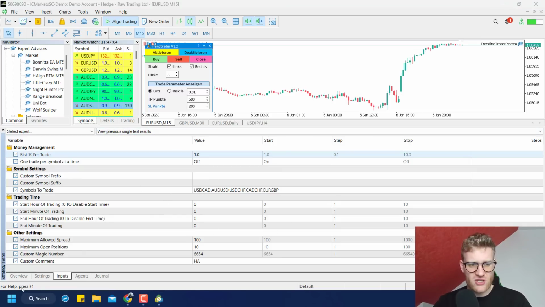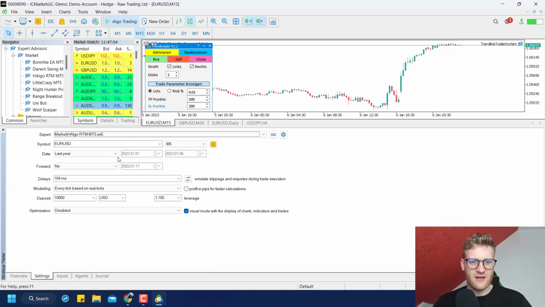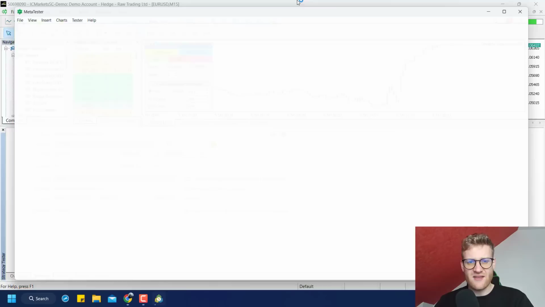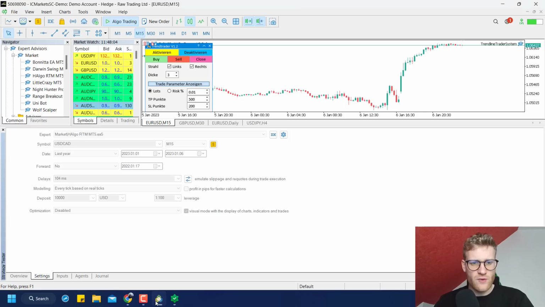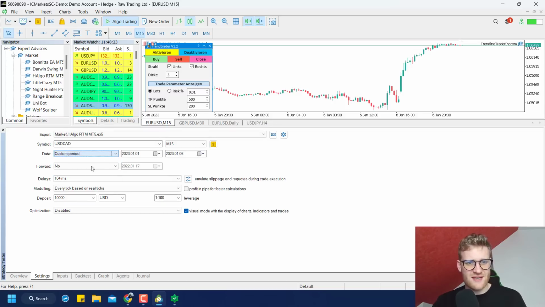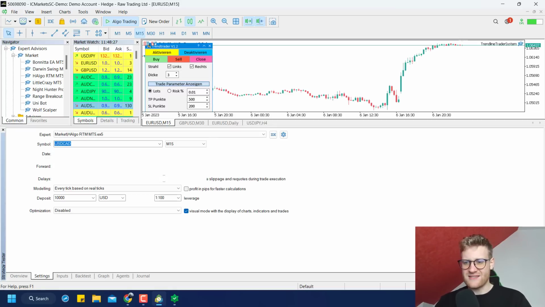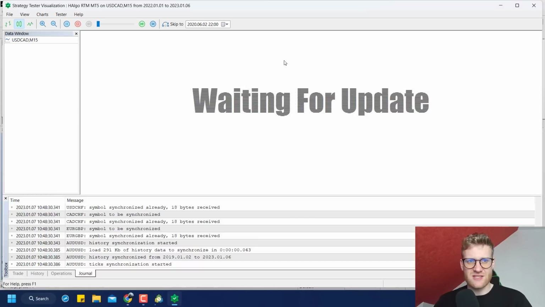So maybe I should change this to USD CAD or something, so we can see at least one chart with the trades here, and maybe, I don't know what time frame, we can go with the M15 time frame. I don't know what time frame this program is operating on, because we do not really see this, but if we click start, we can just have a look at the chart. And no, this is not good. I think it doesn't really make sense to just test the current year, so we will go with the last year also. Let's test for year 2022.